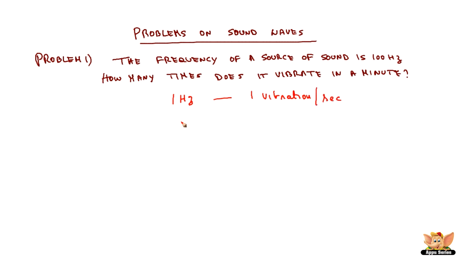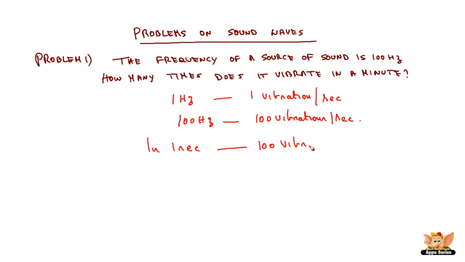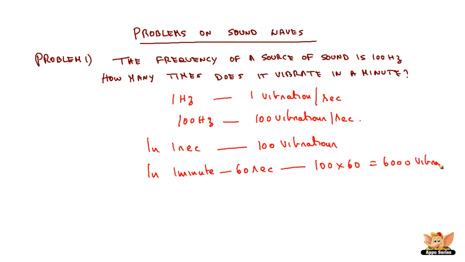If that is the case, 100 Hz means 100 vibrations per second. That means in 1 second there are 100 vibrations. Then 1 minute is 60 seconds. How many vibrations? It will be 100 into 60, which is 6000 vibrations.